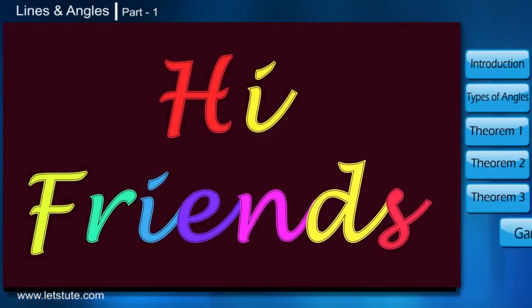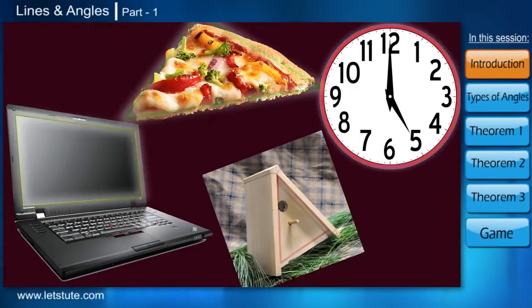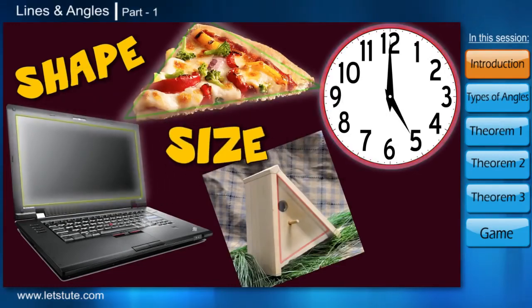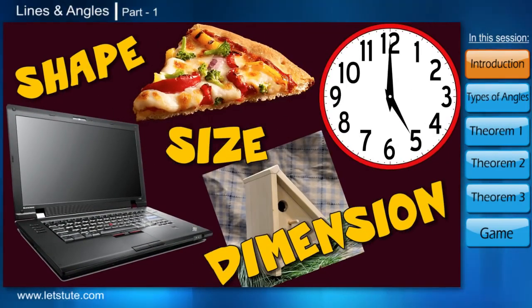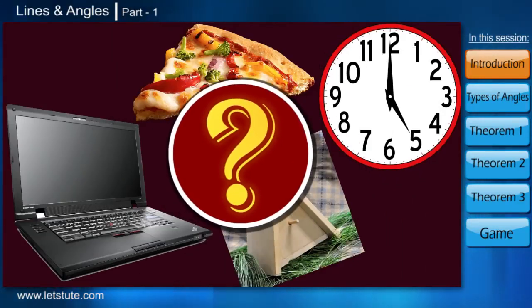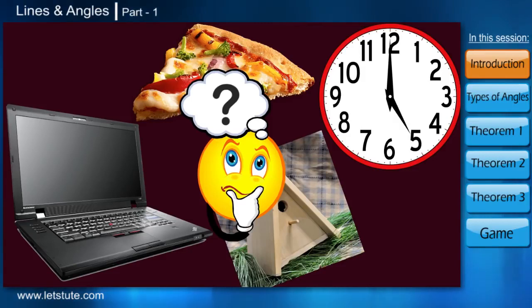Hi friends, everything we have seen around has a particular shape, size and dimension. Now looking at these few pictures, what can you guys understand? Now when you all see these pictures, what do you think?